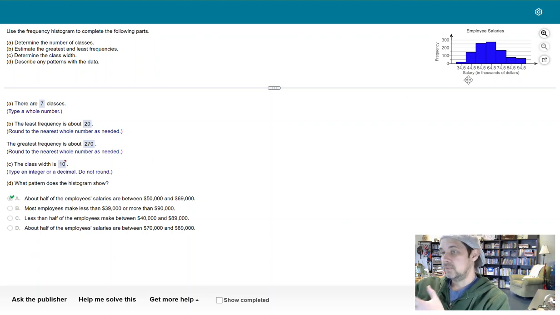So if you took 44.5 minus 34.5, that would be how wide any of these bars are, and that's 10. But if you took 64.5 minus 54.5, that would be how wide any of the bars are, and you still get 10. No matter which two of these adjacent midpoints you subtract, you get 10. That's the class width. That's how wide the bars are on the graph. So that's the short answer to how you'd answer that one.